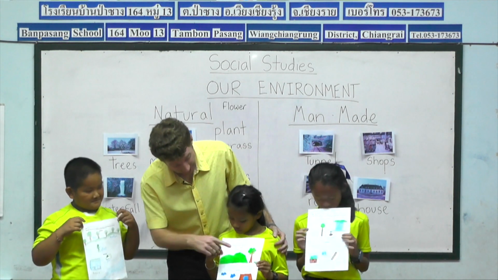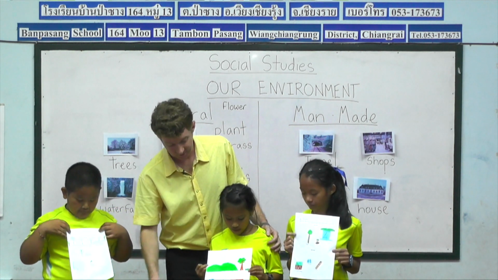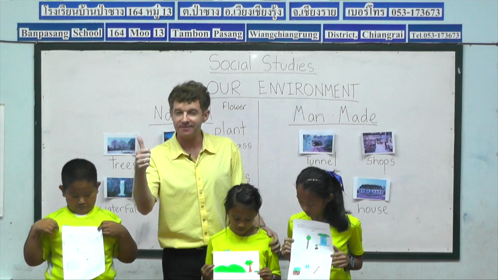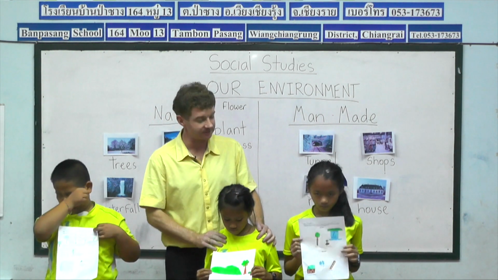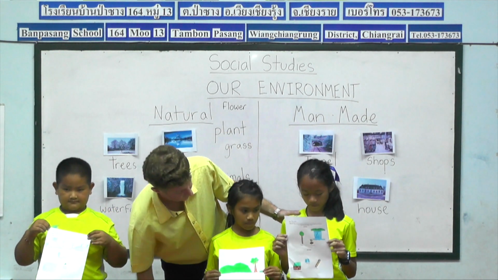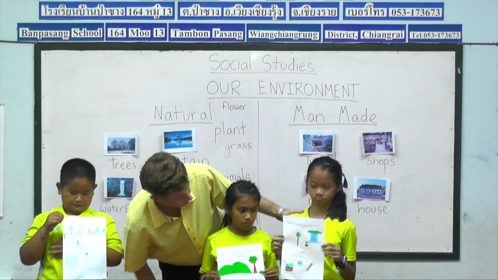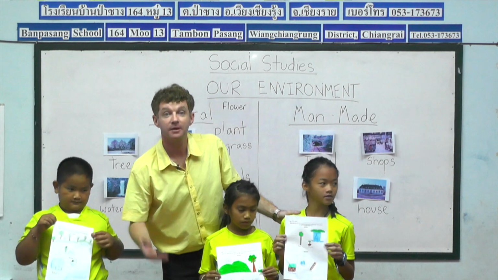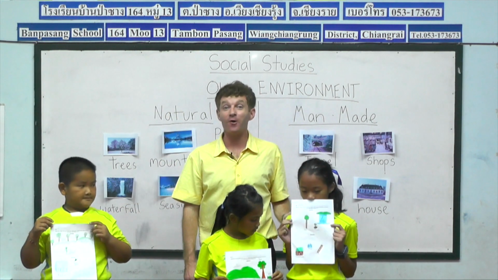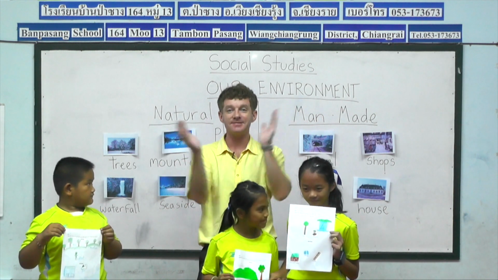Then Pak Bung has tree, mountain, cloud, waterfall, and backpack. Good idea of man-made backpacks. Excellent, Pak Bung. And then Down, also we have tree, plants, waterfall, and then man-made roads, shops, and finally house. And they're all excellent drawings, and my students have done a very good job. So well done, guys.